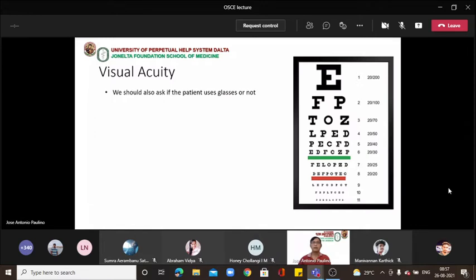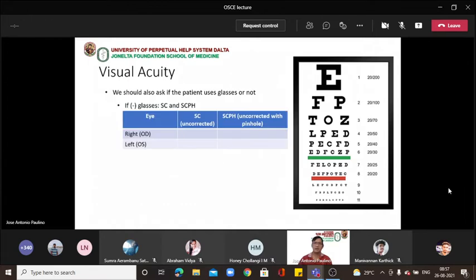So, for example, we have a patient in our OPD. We have to ask the patient first if he or she wears glasses or not. If the patient does not wear any eyeglasses, we have to check only the uncorrected vision and the vision with a pinhole.